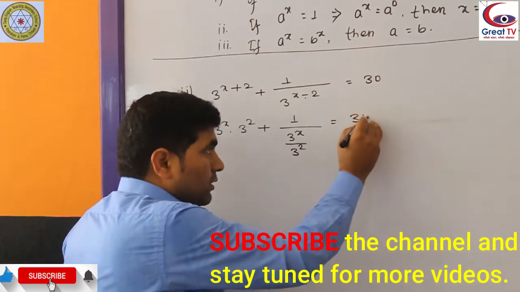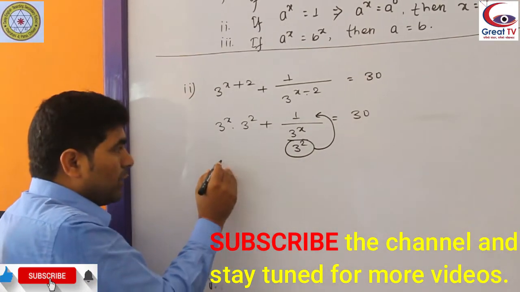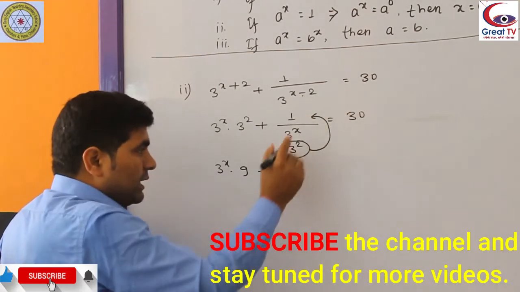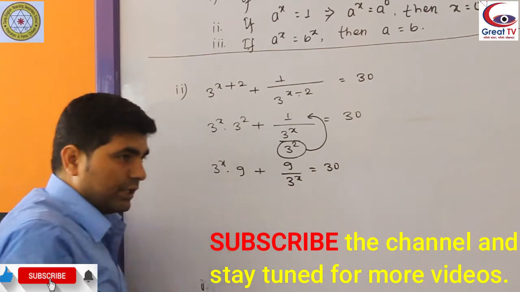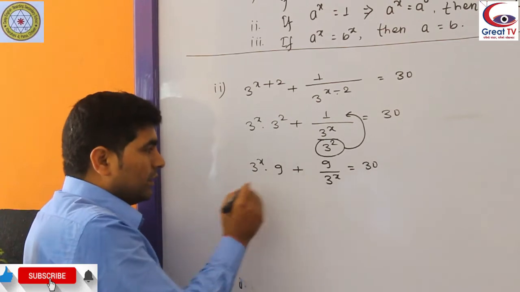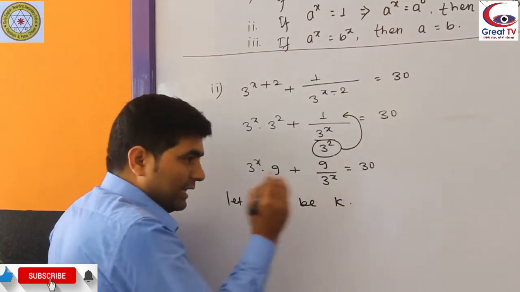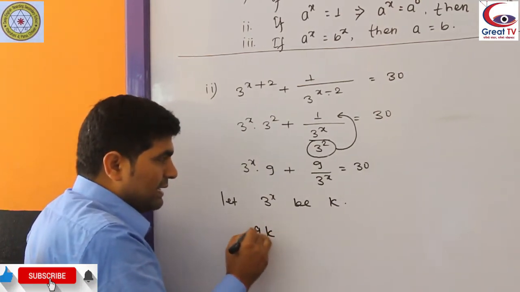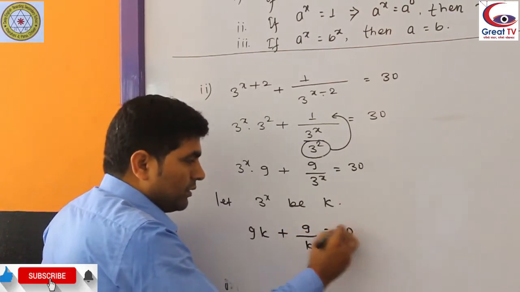Now the denominator gets into the numerator: 3 power x dot 9 plus this one gets into the numerator, 3 square is 9, 9 divided by 3 power x equal to 30. Dear students, now we can let 3 power x be k. Now put 3 power x be k: 9k plus 9 divided by k equal to 30.